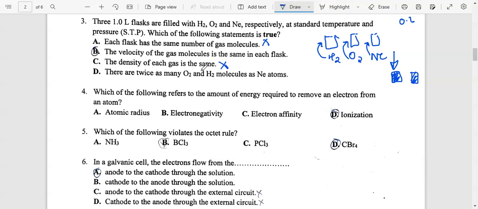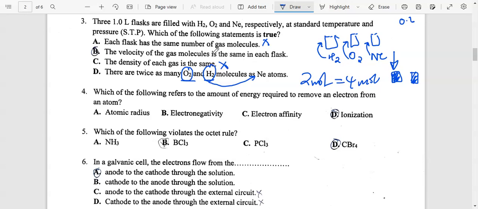If you look at option 2, there are twice as many oxygen and hydrogen molecules as neon. If there are twice as much oxygen and hydrogen as neon, then if neon is 2 moles, oxygen and hydrogen are going to be 4 moles. How can these two be the same and both be twice neon, as though they have the same molar mass or the same mass was added? So that is obviously not true.